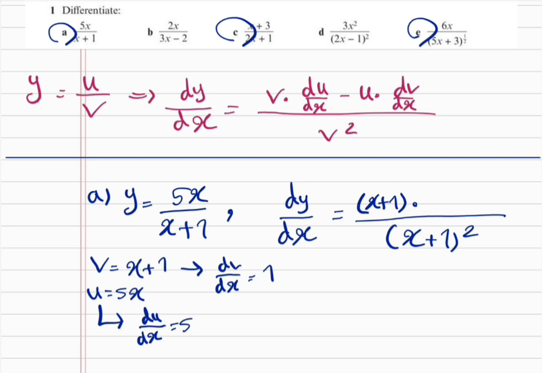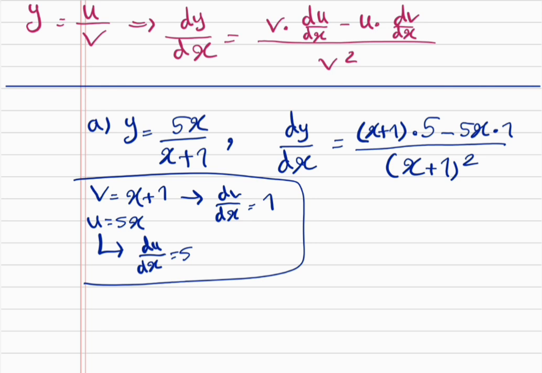So basically we do the v function times du dx. In this case, du dx is just 5, minus, now it's kind of the opposite. This time we have 5x, which is the u function, times dv dx, which is just 1. Now we just need to simplify this. In this case, the simplifying of this function is very simple, so I'm going to do that.